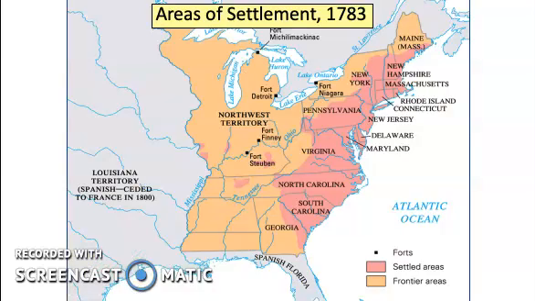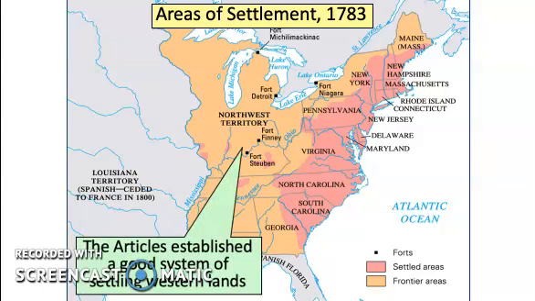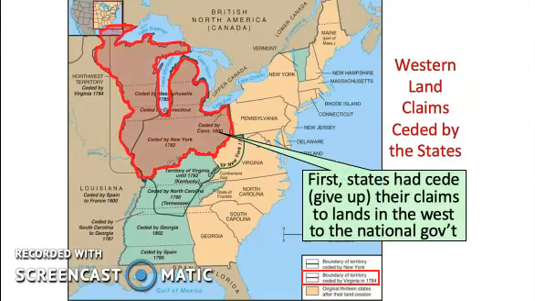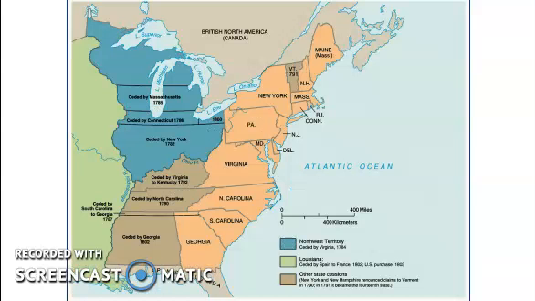And so in 1783, the Articles of Confederation established a good system of settling western lands. The first thing that happened was that these western land claims were ceded by the states, and they were given to the national government. So this here became the Northwest Territory after the states had ceded the land to the national government.